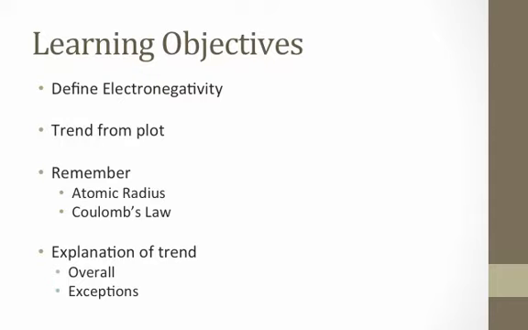We will then identify the actual trend from the plot, what happens to electronegativity going across the periodic table and what happens going down. And then we're going to go back and refresh some couple ideas. The rest of the video is going to be about explaining why electronegativity does what it does. We'll start by refreshing atomic radius and what Coulomb's law actually is, and then develop an actual explanation of the trend itself. And just like before, we're going to have an overall trend. This is what happens across and down, and then we're also going to address exceptions to the pattern. Certain elements don't seem to match the pattern, and as a result of not matching, they require explanation as well.